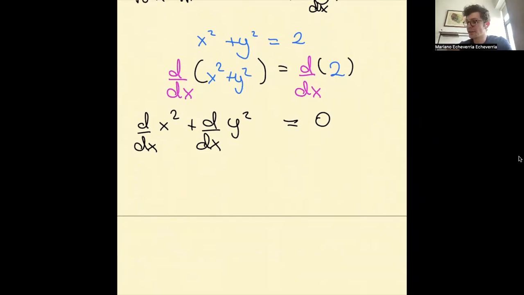And now let's keep doing the easy stuff first. What's the derivative of x squared with respect to x? Yeah, that's 2x, good. And now comes the tricky part. What's the derivative of y squared with respect to x?